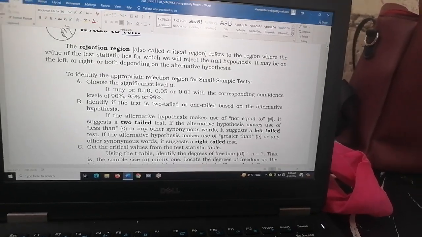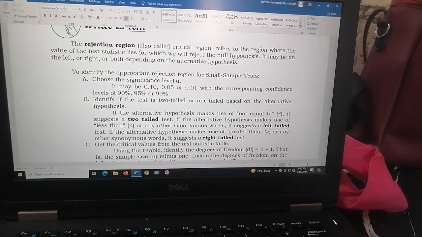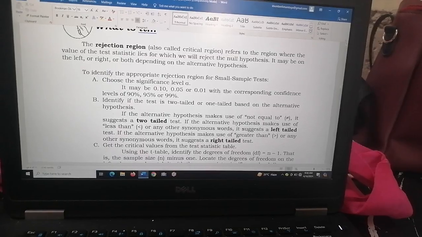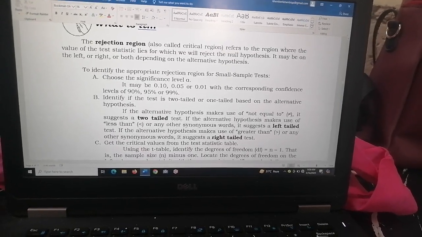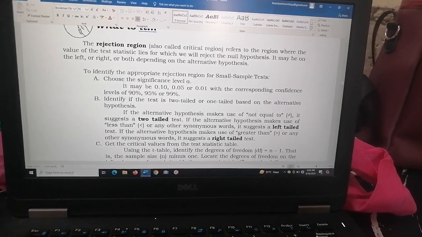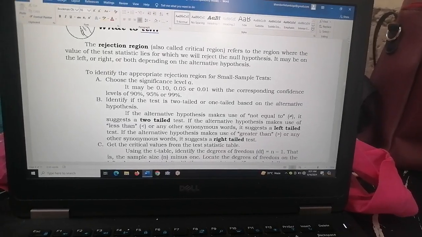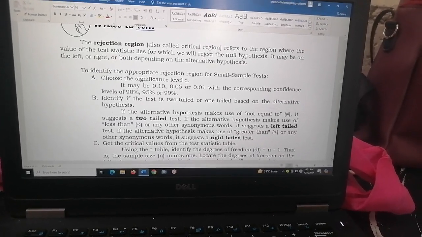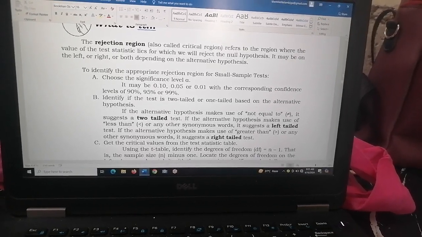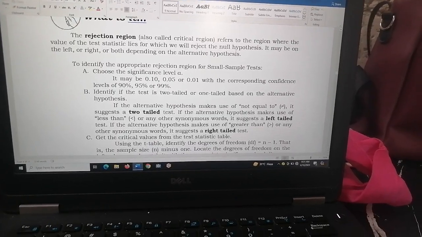So, you can say it is two-tailed if our alternative hypothesis is not equal, or in the problem, it does not mention greater than or less than. But if it is one-tailed, meaning only one tail. There are two possible one-tailed tests: right-tailed or left-tailed. If right-tailed, the sign is greater than. If left-tailed, the sign is less than.